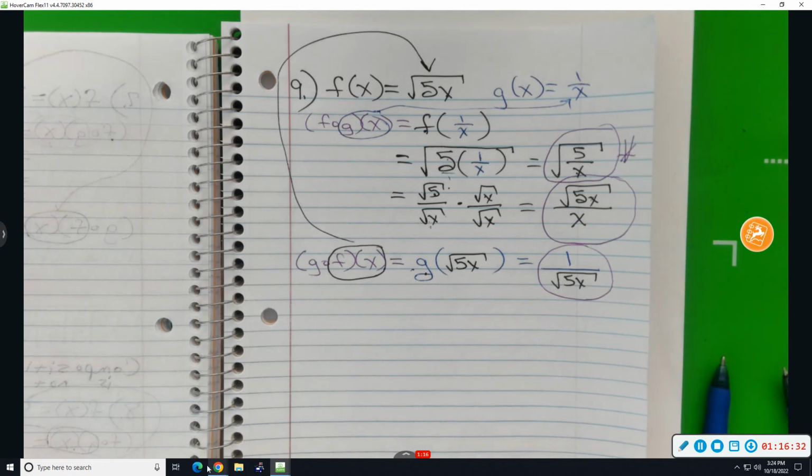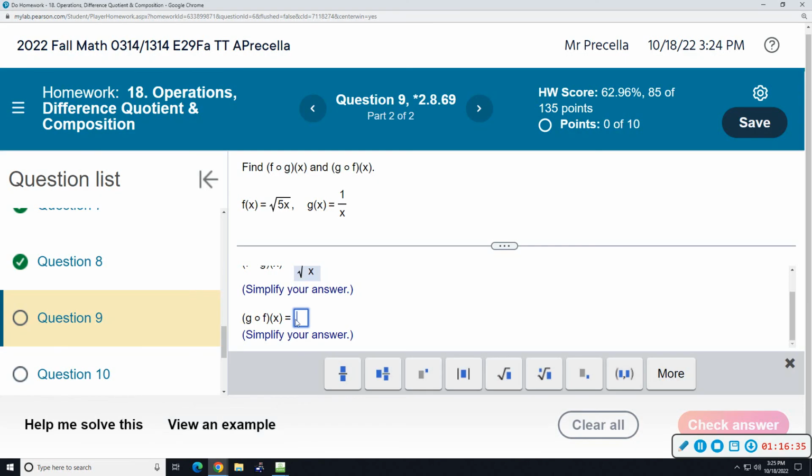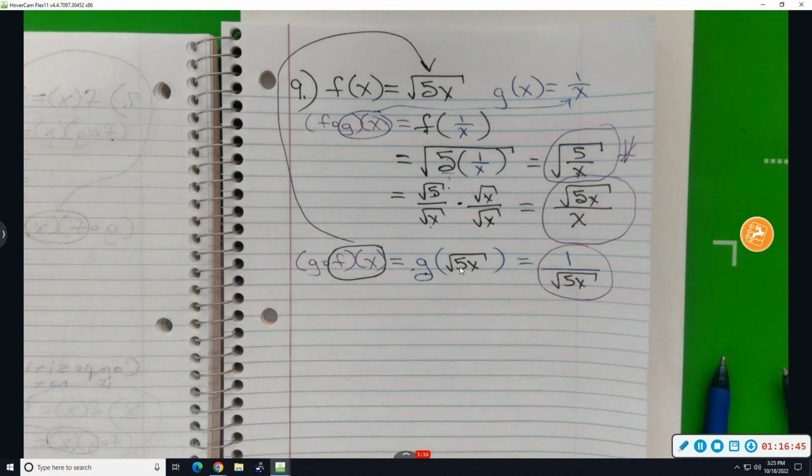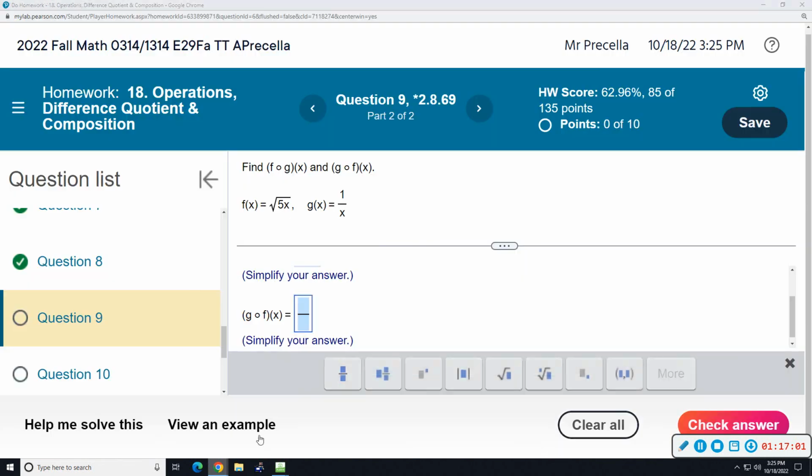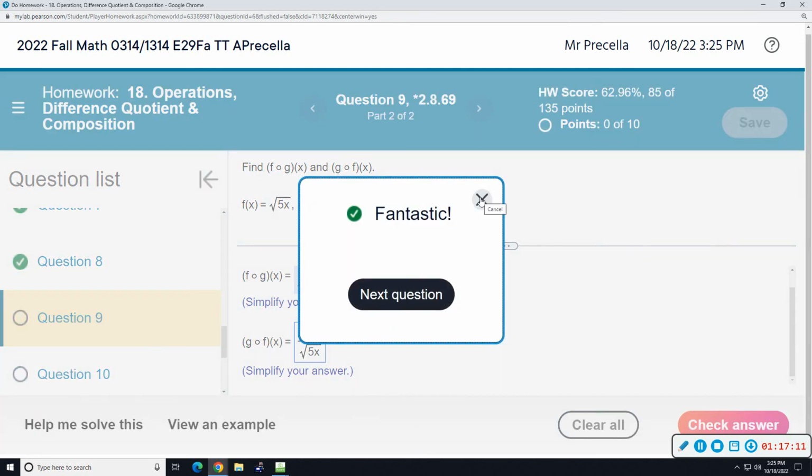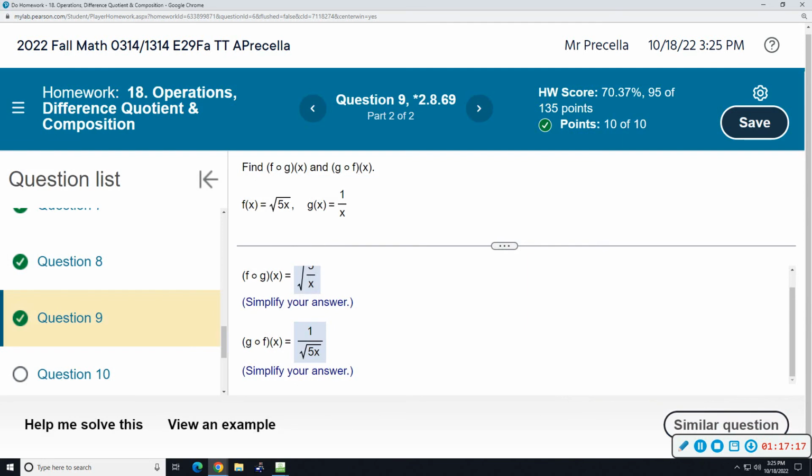But okay, we have a fraction. Hold on. We went to g and replaced the x with the square root of 5x, so 1 over the square root of 5x. Coming over here, we have a fraction, 1 over the square root of 5x. Imagine they don't allow this. It would be funny. Any questions there? No problem.